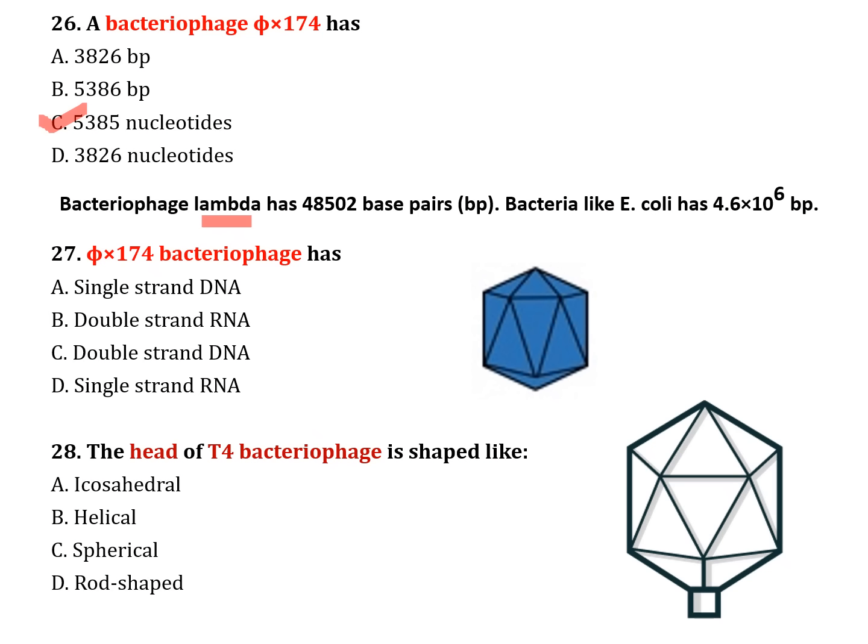Bacteriophage lambda has 48,502 base pairs and bacteria E. coli has 4.6 into 10 to the power 6 base pairs. The next question, number 27.